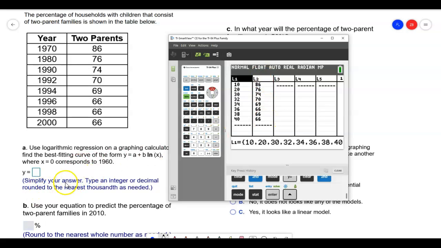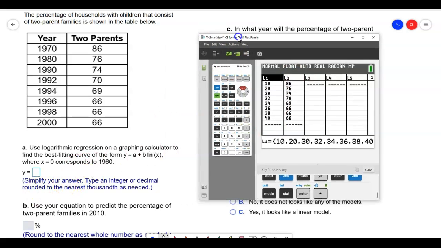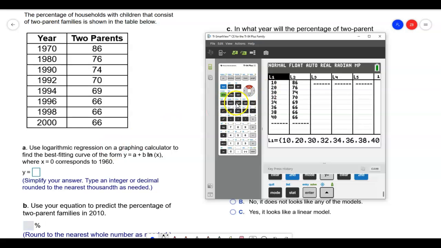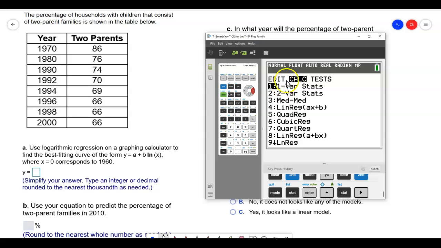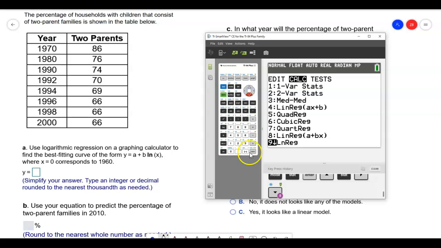Now we've got to get that regression equation here. The way we do that is we go to Stat, and all of our regression equations are under Calc. So far we've been using just the normal linear regression equation, which is the ax plus b, but they want us to use this natural log regression equation, which is the LnReg. It's number 9 down here. So you should have that if you're using the 83 or 84 calculators.